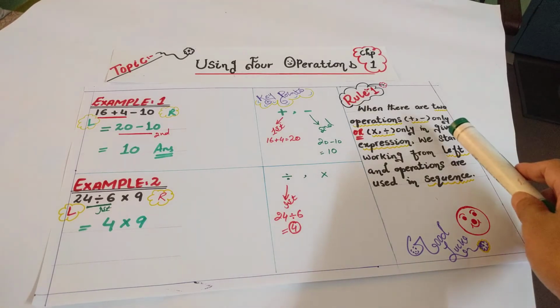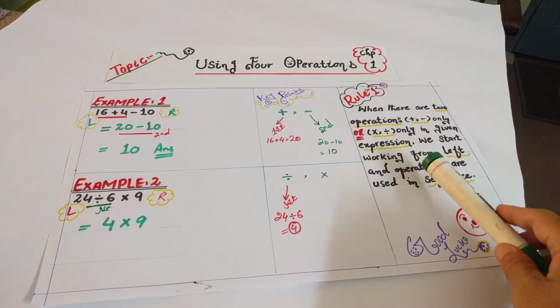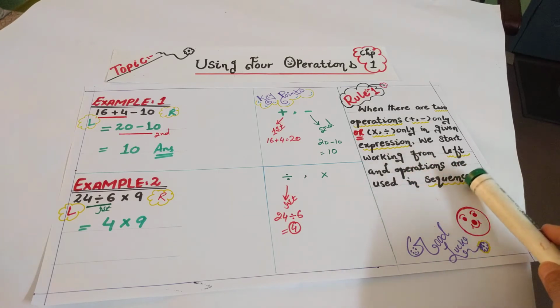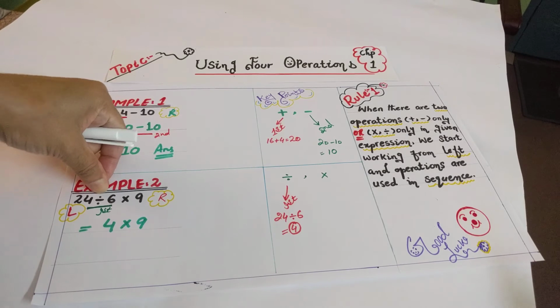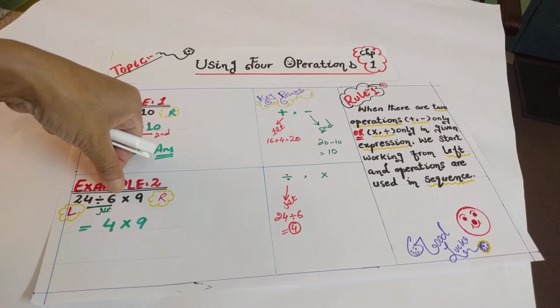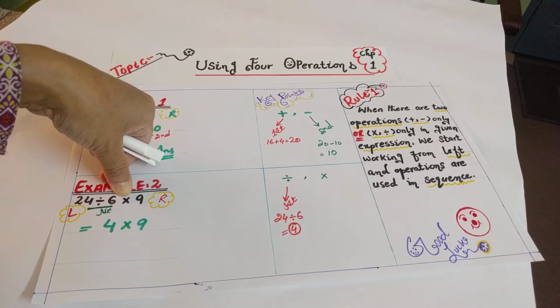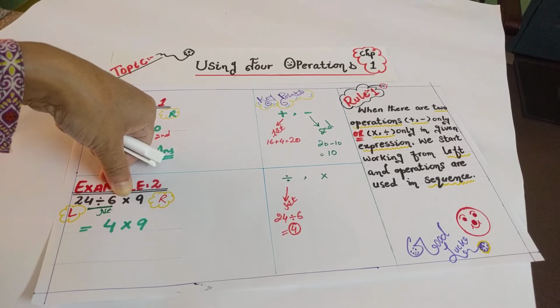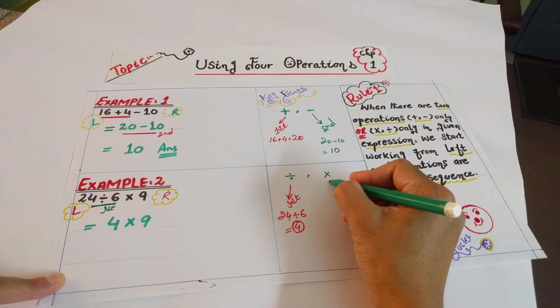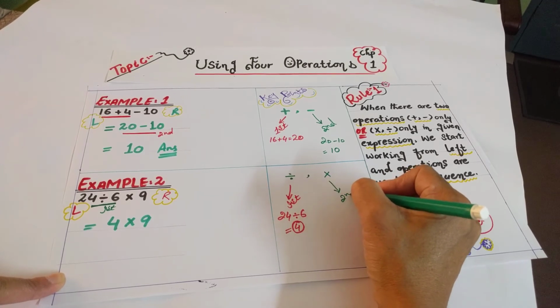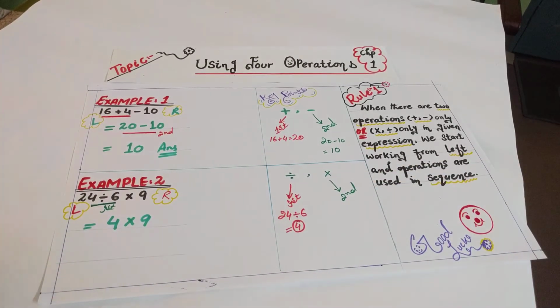After starting from the left side, next the operations are used in sequence, in order. After division, we will use the order. According to the order, the next sign is multiplication. So secondly, we will solve the multiplication. In the second position, we will solve the multiplication. What's in multiplication?